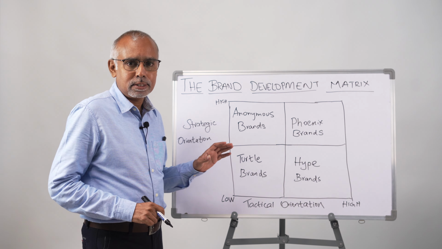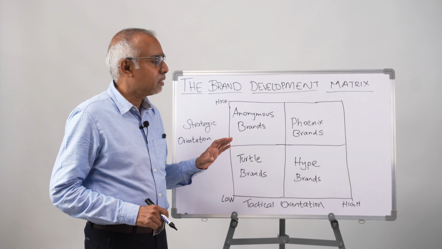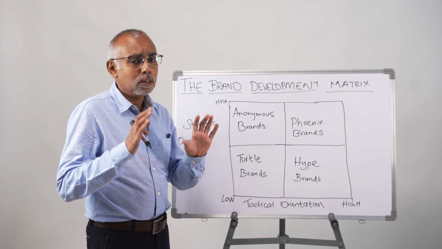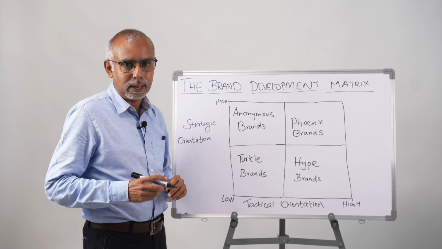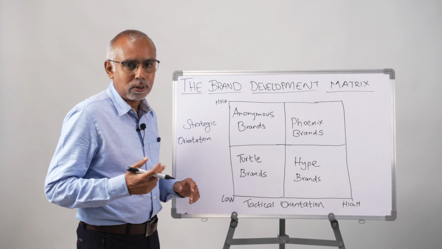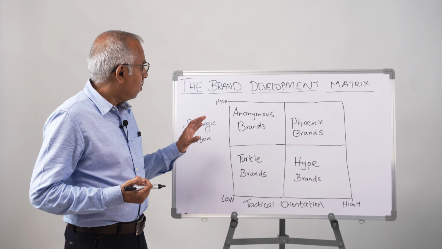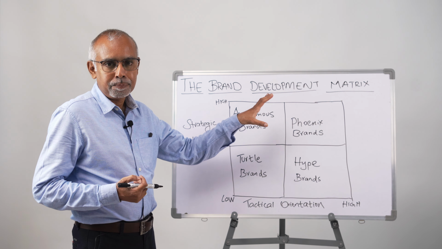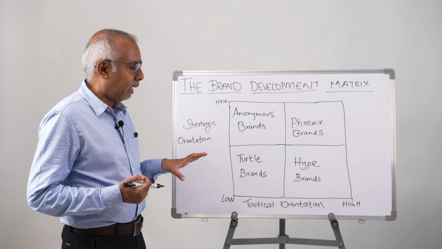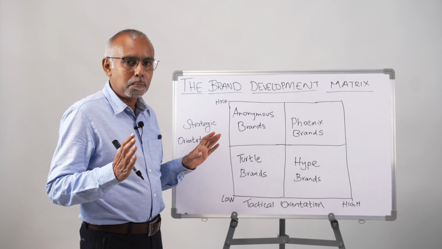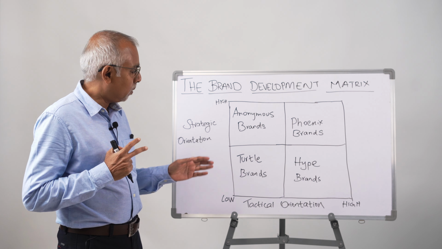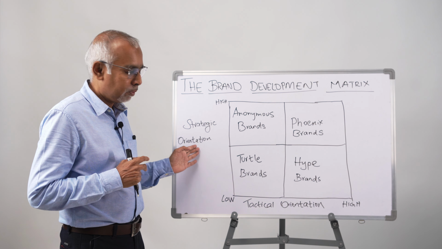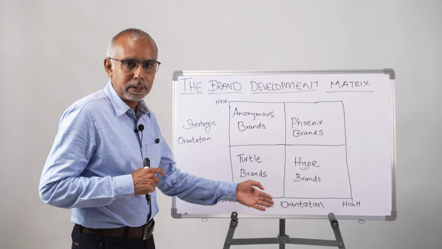In this masterclass, I'm going to talk about certain matrices, certain frameworks, certain concepts which I have developed for my clients during my mastermind sessions or consulting sessions with them. One such framework is the brand development matrix. Here, I've classified brands broadly at two levels. On one side, I call it strategic orientation. On the other side, it's tactical orientation.